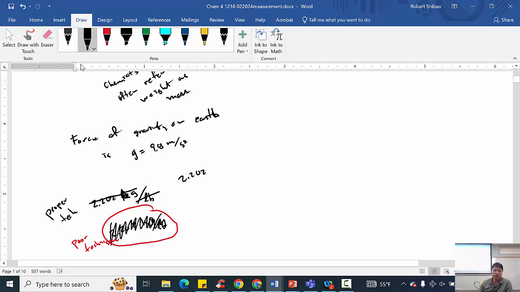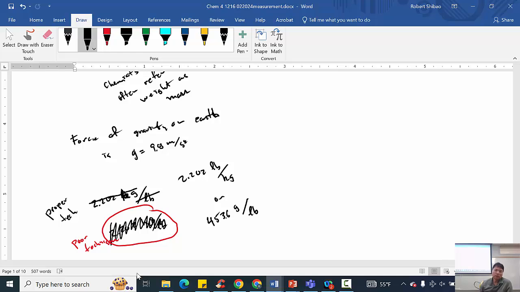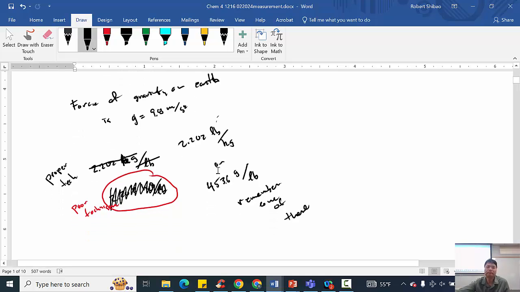It's 2.202 pounds per kilogram. Or whichever one's easier to memorize, 453.6 grams per pound. I usually just remember one. It is useful, but this is not on the official memorization list. If you forget this one, it's okay.